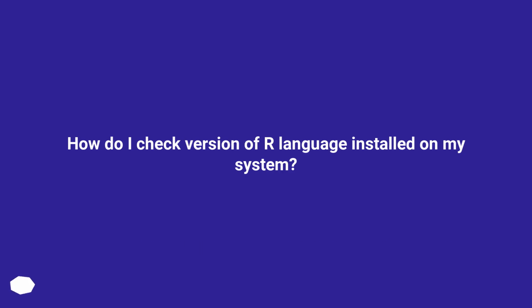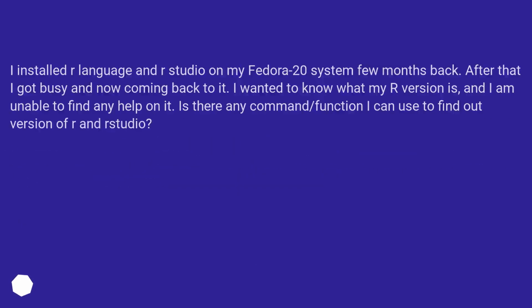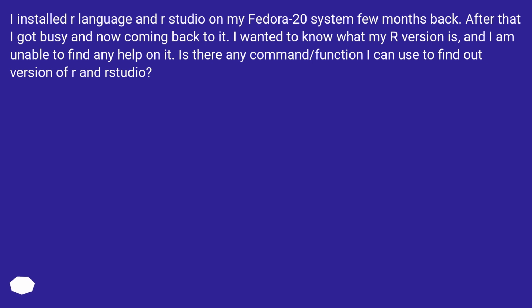How do I check the version of R installed on my system? I installed R and RStudio on my Fedora 20 system a few months back. After that I got busy and now I'm coming back to it. I wanted to know what my R version is, and I am unable to find any help on it. Is there any command or function I can use to find out the version of R and RStudio?